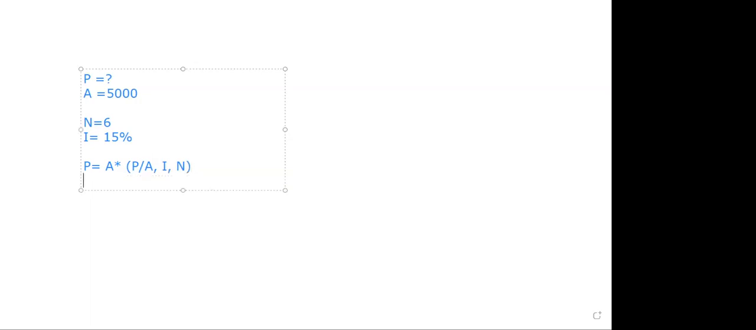So this P over A, comma I, comma N, is already in a table called the interest table. It is also called the interest table factor. So if you are given this to solve, since you have been given A, all you need to do now is to find the interest table.